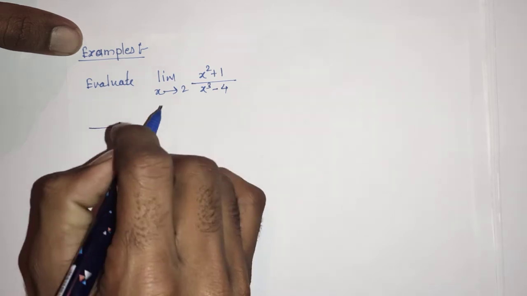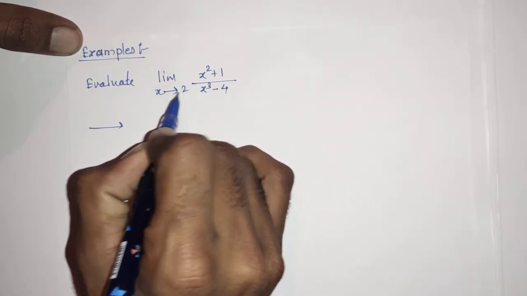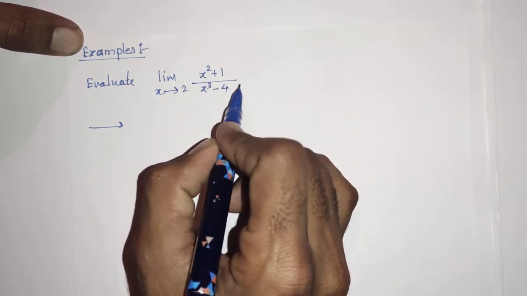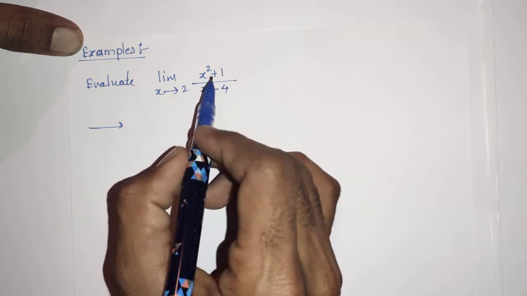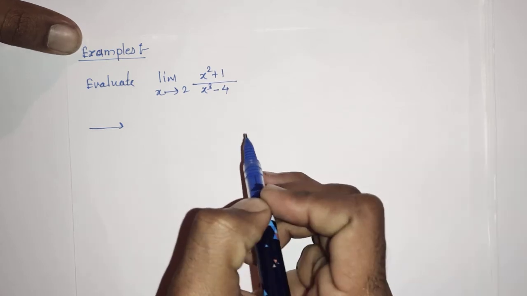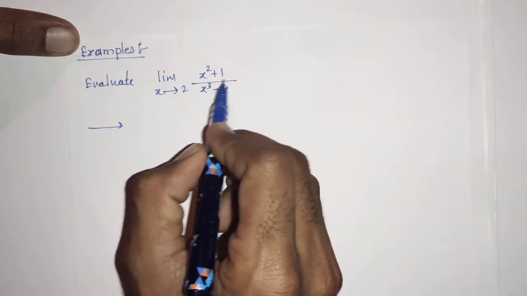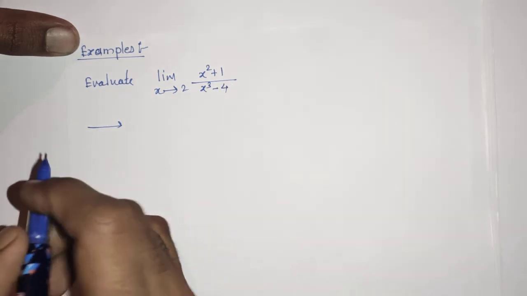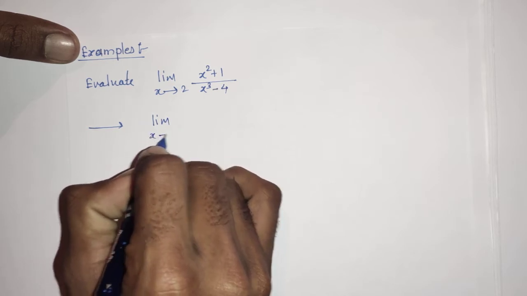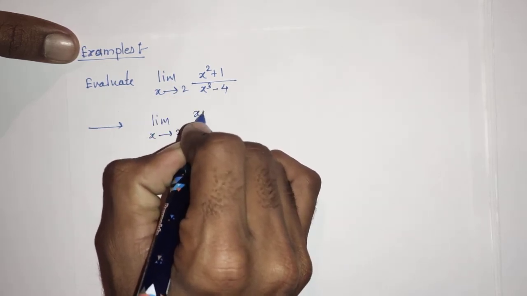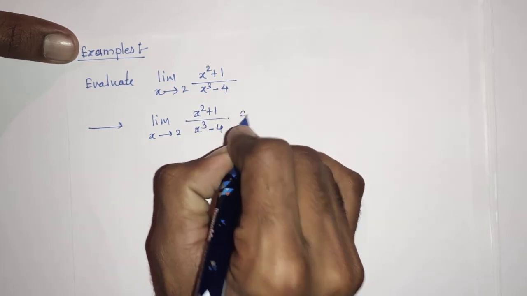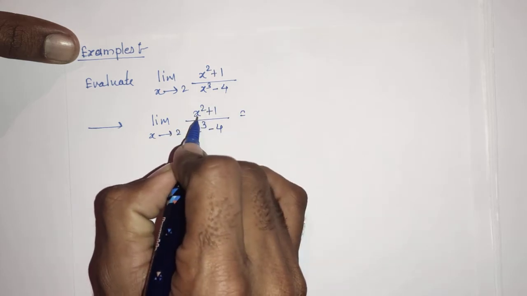So the solution of this is, we will directly put the value x equals 2 in this function, and we will check if there exists some finite number. If there exists some finite number after substituting x equals 2 in this function, that value is equal to our limit. If the form is 0 by 0 or infinity by infinity, then we will do some further calculations. Now here, the limit as x tends to 2 of x square plus 1 divided by x cube minus 4, we can just put x equals 2.